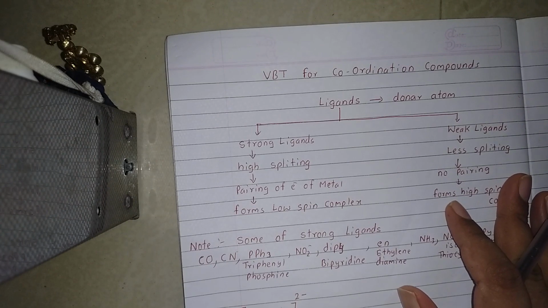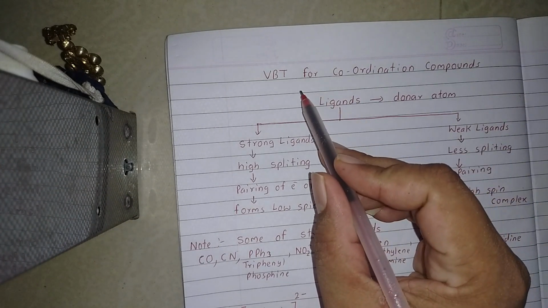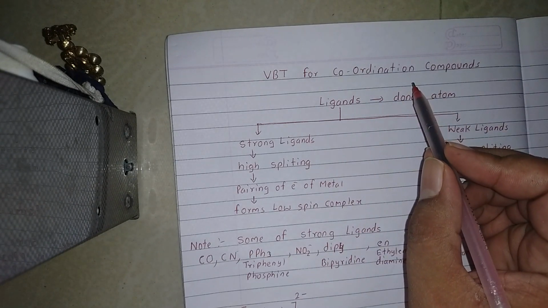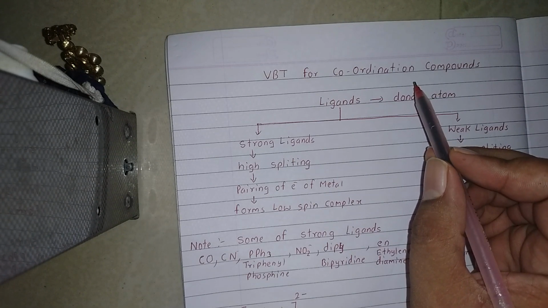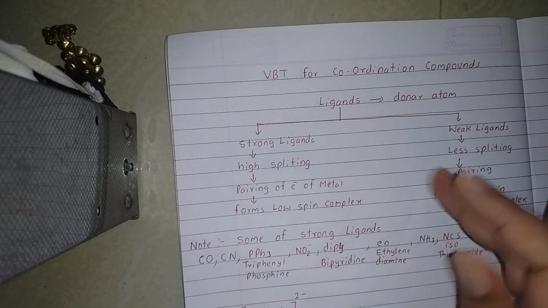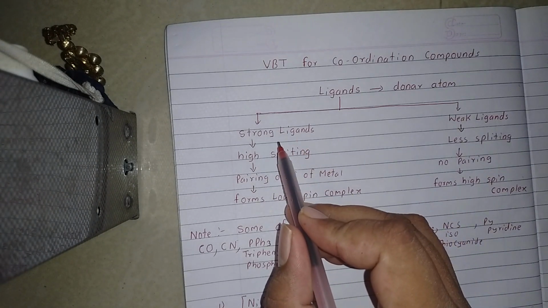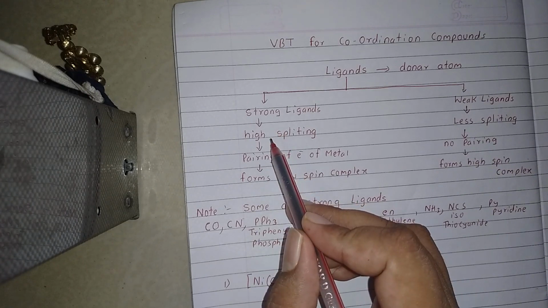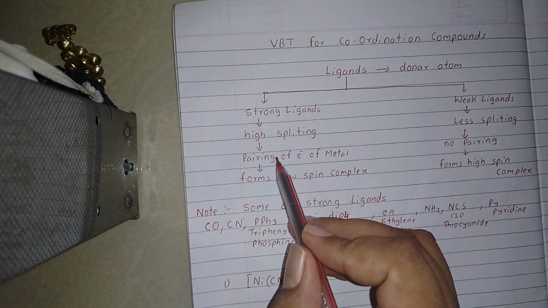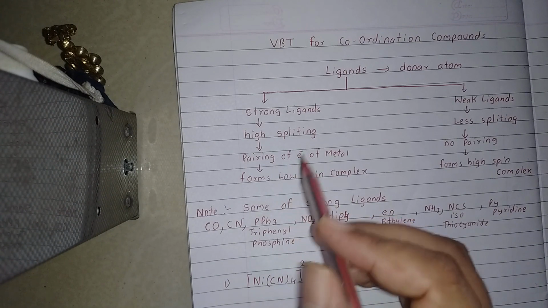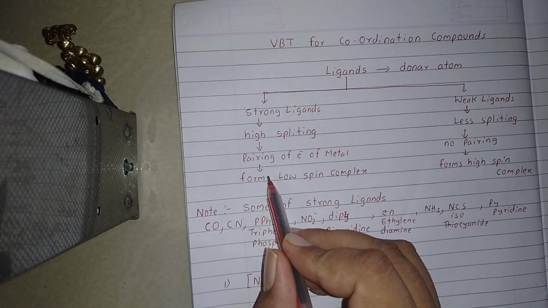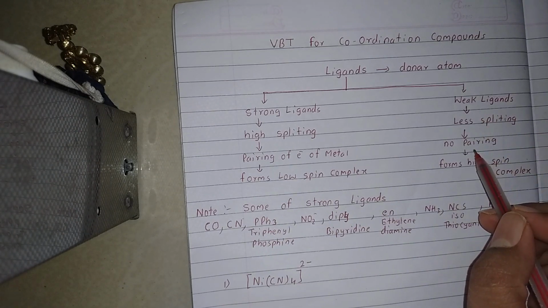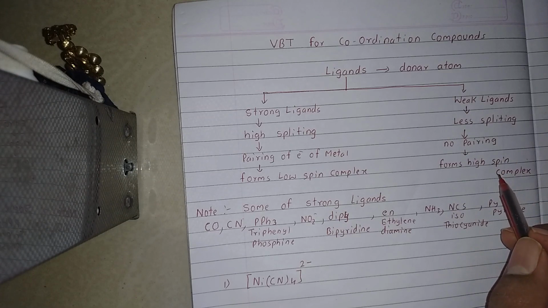Today we are going to study the VBT for coordination compounds. In a coordination compound, the metal atom is surrounded by ligands. Ligands are the donor atoms. We have two types of ligands: strong ligands and weak ligands. A strong ligand brings more splitting, that is high splitting, which leads to the pairing of the electrons of the metal and forms the low spin complex, while a weak ligand gives lesser splitting, so no pairing of electrons, and forms the high spin complex.